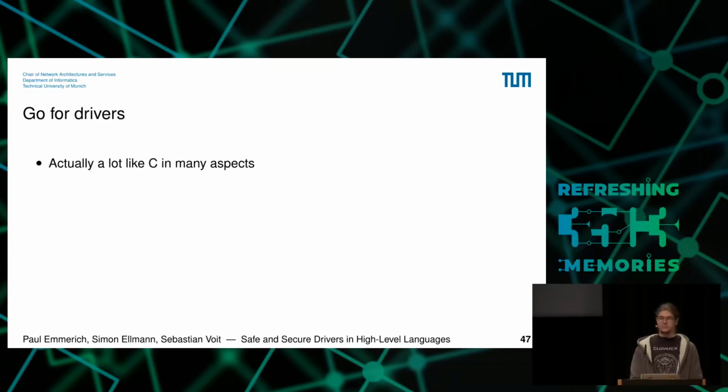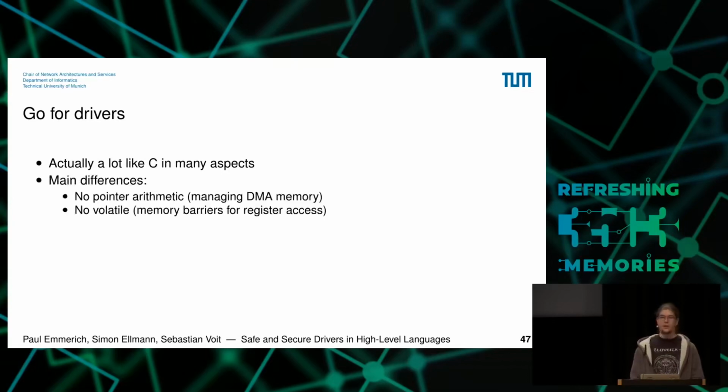So how do we program drivers in Go? Actually, in most cases, it's just like C. There are a few main differences, though. On one hand, we don't have pointer arithmetic. We have pointers, but we don't have arithmetic. And this is what we need for managing our DMA memory. And the second point is we don't have a volatile for the memory barriers, for our register accesses mainly.